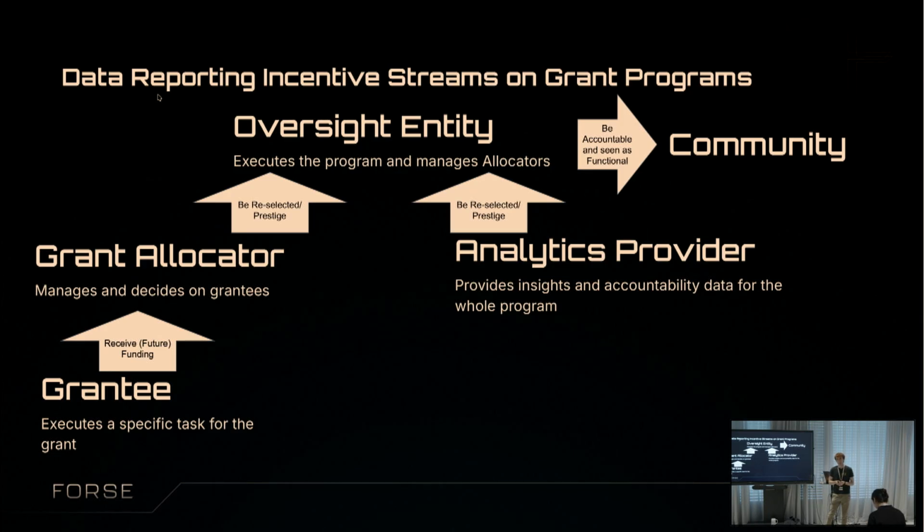Not all grant allocators are equal. In this case, grant allocators decide who gets the money and then report to the oversight entity. For example, with this approach we help to find better grant allocators and not grantees, but it should also go down to the grantees again.